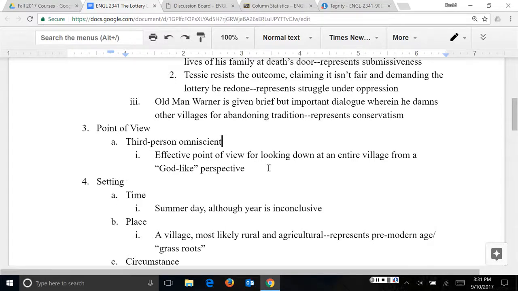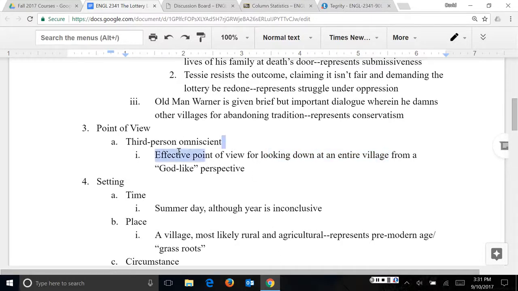And that is essentially, as I point out here, a godlike perspective, as if you're looking down on this village from the sky, able to discuss every person's thoughts and feelings and actions, regardless of where they are. So you're not limited to one character, you're able to talk about all these characters equally. And I think that is so important, because she's able to look down at the entire village. She's able to discuss the entire community, the entire society, and therefore make a commentary about the society.